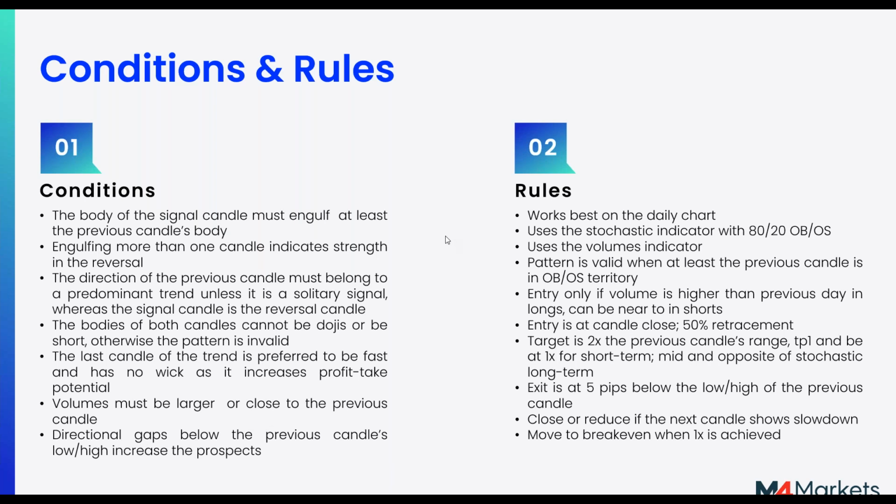And the rules: it works best on the daily chart. Use the stochastic indicator with 80-20 overbought and oversold levels. Use the volume indicator. The pattern is valid when at least the previous candle is in overbought or oversold territory, so that needs to be the case. Entry is only if the volume is higher than the previous day in longs, but it can also be near to it in shorts.